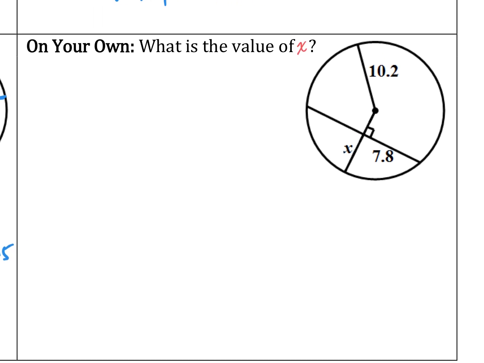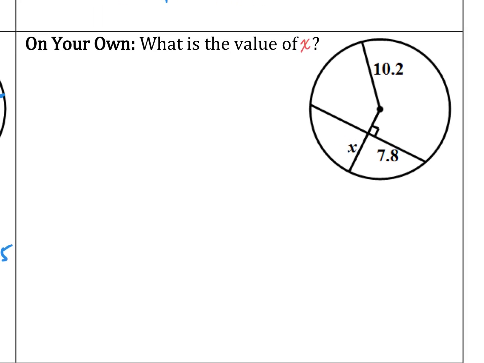On your own, you can pause this video if you like and come back after you have done it and check it with my answer. Now in here, let's look at this one. What is the value of x?